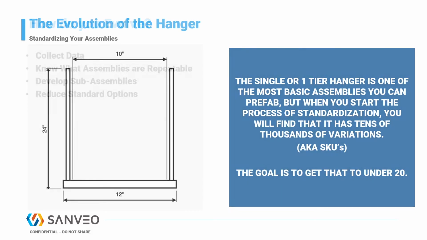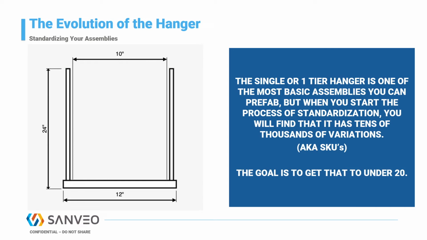If we take a look at one of the most common assemblies, a hanger, we will begin to understand the importance of standardization. The single or one-tier hanger can have tens of thousands of variations. The goal is to get the number of variations to be under 20.